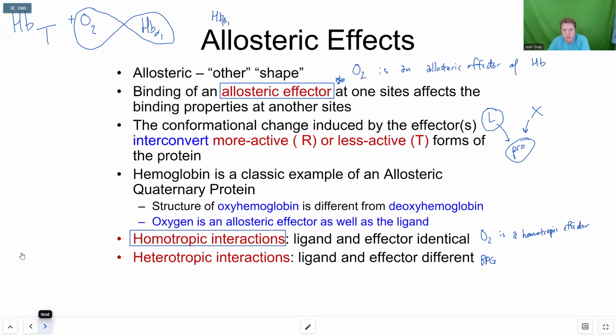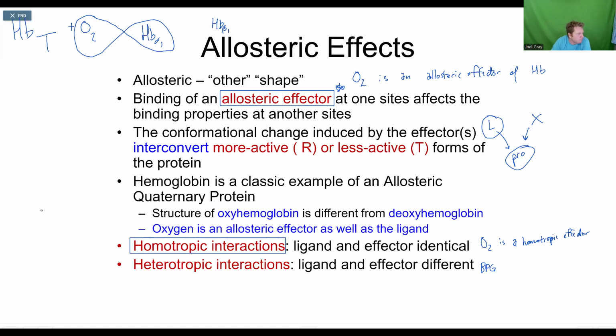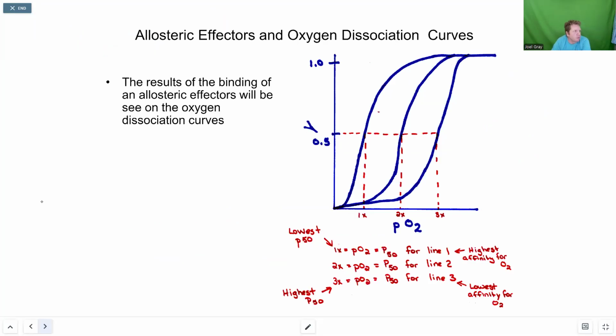Now, oxygen is just a great example, or a simple example, because the ligand and the effector are the exact same. Okay. Now, here what we have is an oxygen binding curve and a trend that I want you guys to be familiar with.